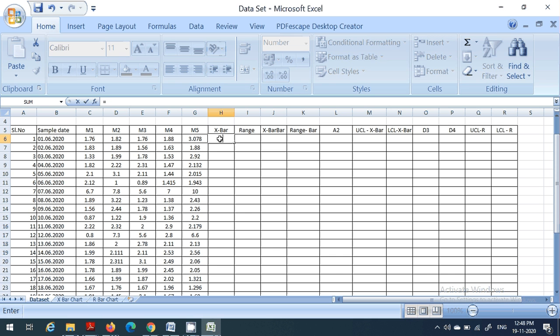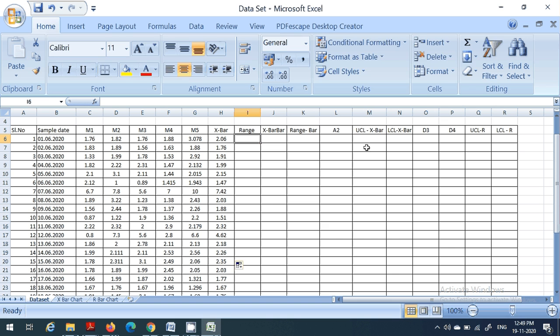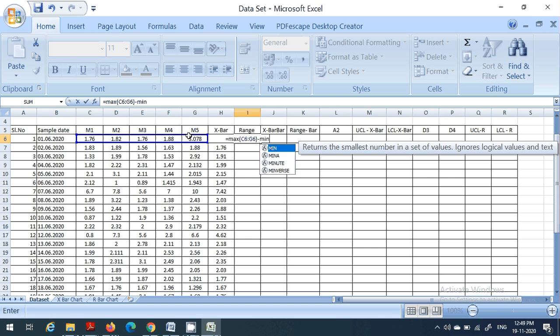Here X bar is the average on a particular date, that is, the average of all 5 values on that date. You need to compute the values for all the dates, so you can extend this. The range is the max value on a particular date minus the min value on that particular date.